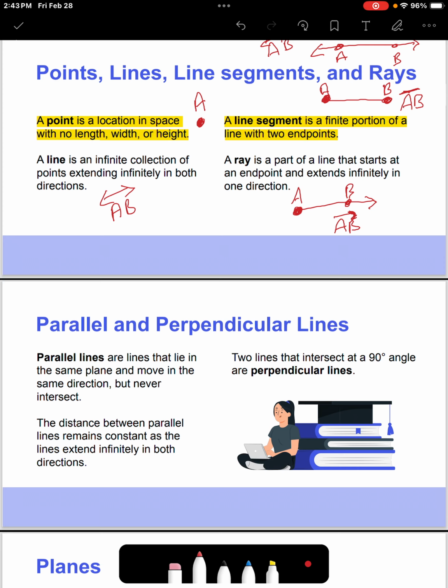Parallel and perpendicular lines. Parallel lines are lines that lie in the same plane and move in the same direction but never intersect. So parallel lines look like this. Two lines that intersect at a right angle are called perpendicular lines. So if this line and this line intersect, and this is a right angle right there, 90 degrees, then the lines are perpendicular. The distance between parallel lines remains constant as the lines extend infinitely in both directions.